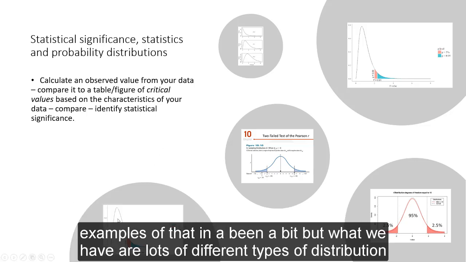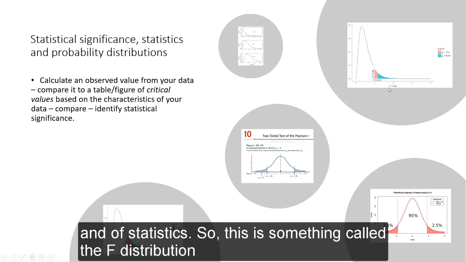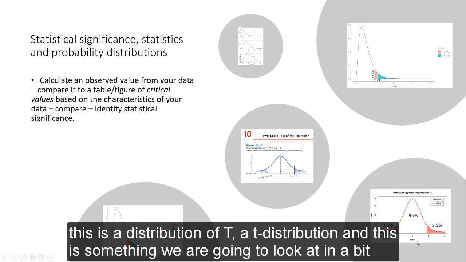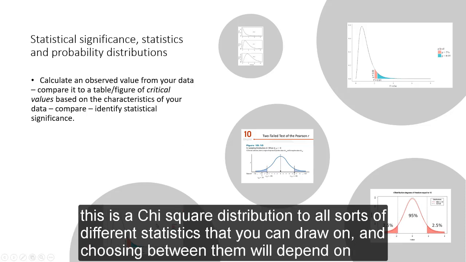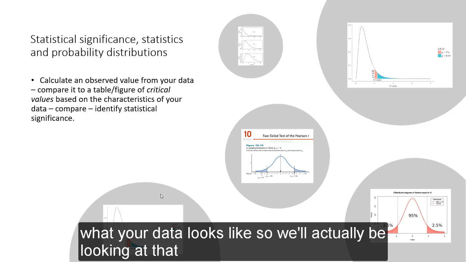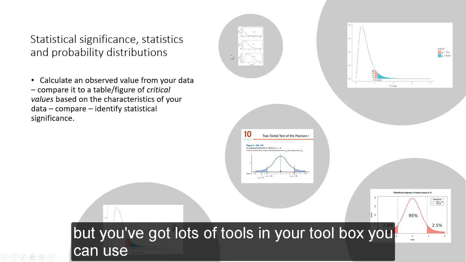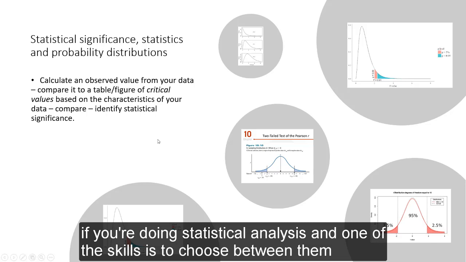But what we have are lots of different types of distribution of statistics. So this is something called an F distribution. This is a T distribution, and this is something we're going to look at in a bit. This is a chi-square distribution. So there are all sorts of different statistics that you can draw on, and choosing between them will depend on what your data looks like. So we'll actually be looking at that in a little bit as well. But you've got lots of tools in your toolbox that you can use if you're doing statistical analysis, and one of the skills is to choose between them.